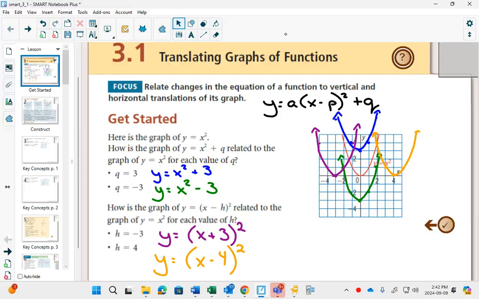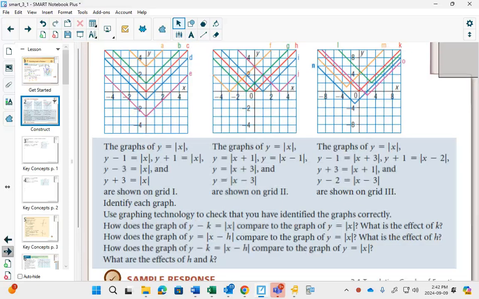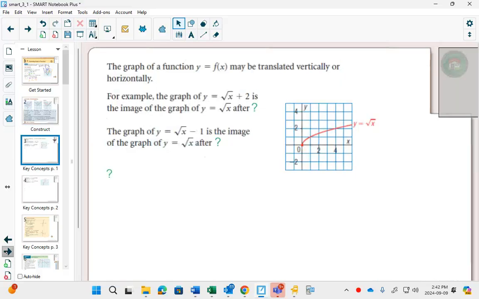Now the next one is just too much. They give you all these graphs. They don't color code yours. Yours are all different shades of black and gray. So that's why we're going to skip that.